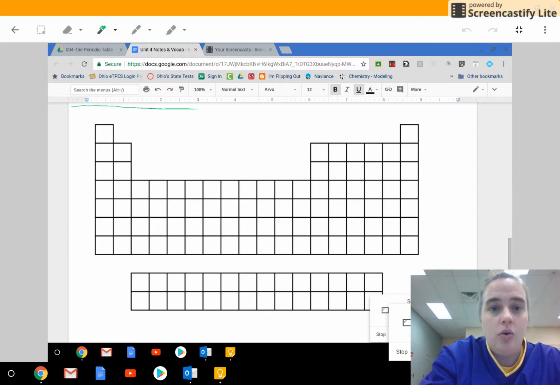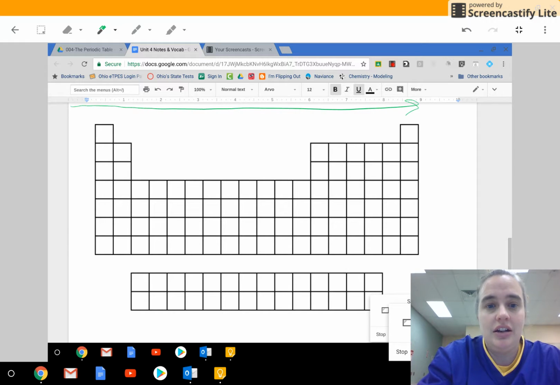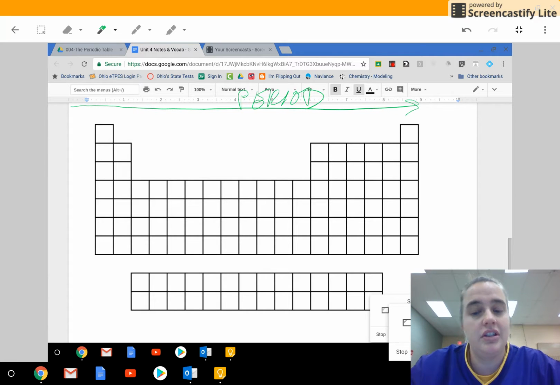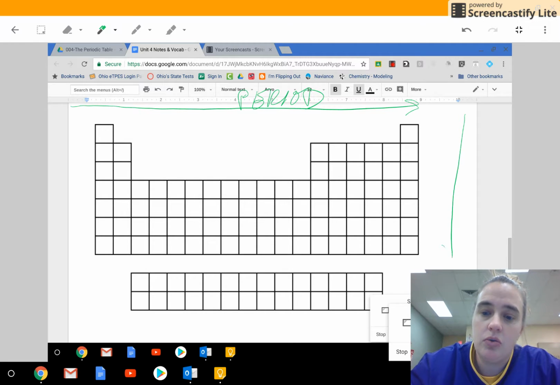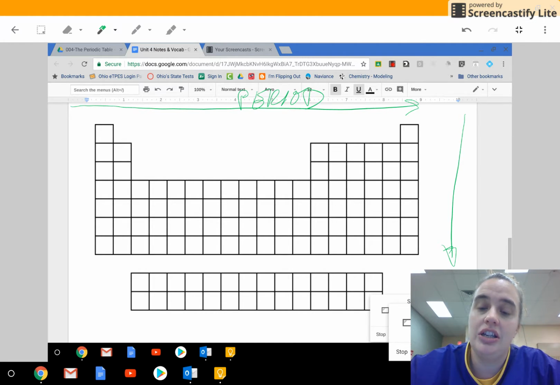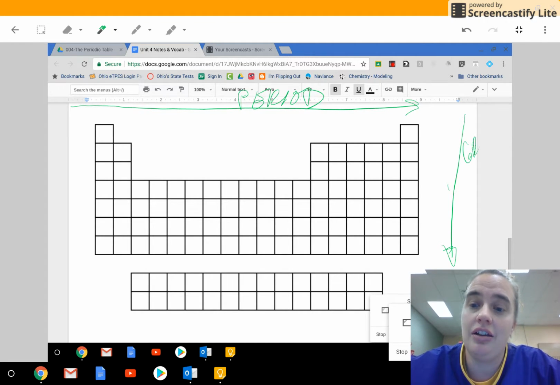Periods run horizontally on the periodic table. So if we run horizontally, there's a period. There are 7 periods on the periodic table. Groups run down. They are our columns on our periodic table. A lot of times they're also referred to as families.